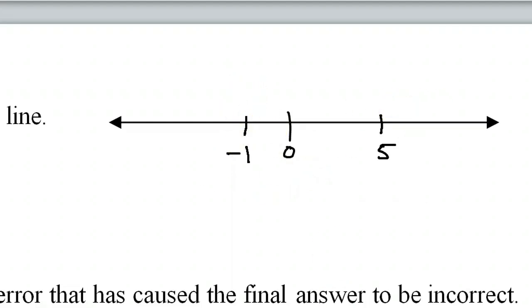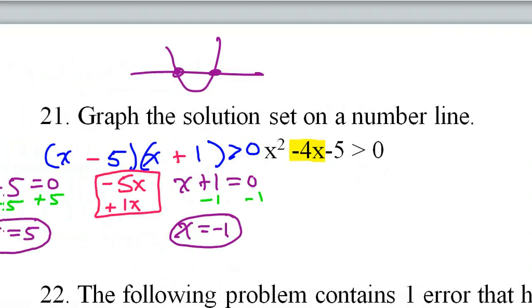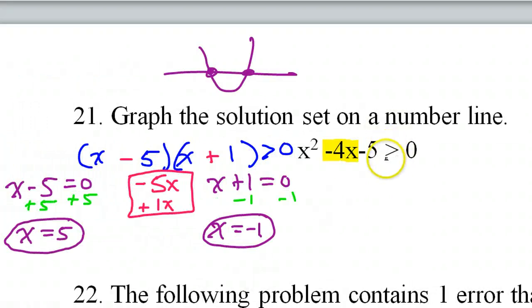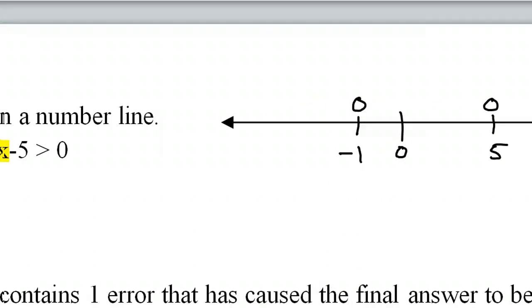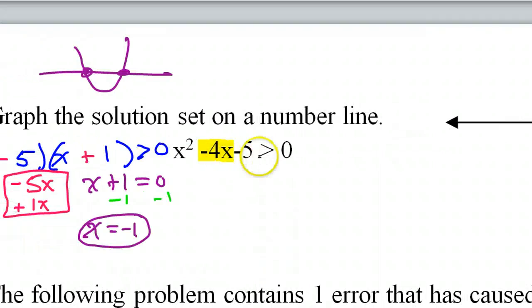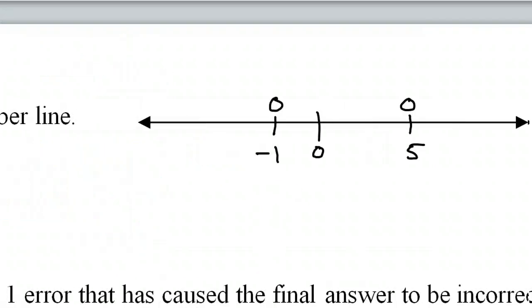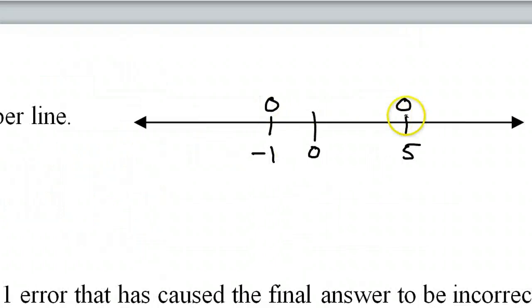Will I graph these as open circles or closed circles? Well, because this is greater than, not greater than or equal to, I'm going to leave these as open circles, to show that the border points here, the endpoints, will not be included in the set. We want to know where the function is greater than 0. These points are equal to 0, so they are not to be included. So, shall we do this the easy way or the hard way? I'll do it the easy way first and then the hard way.